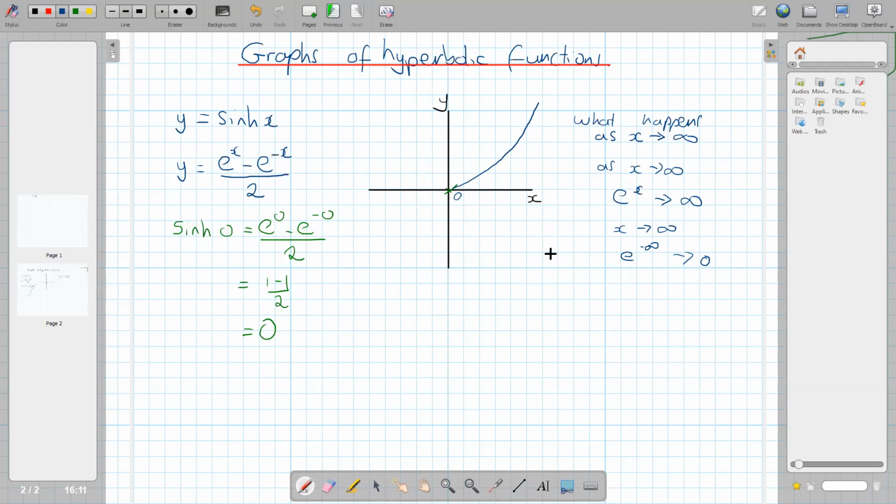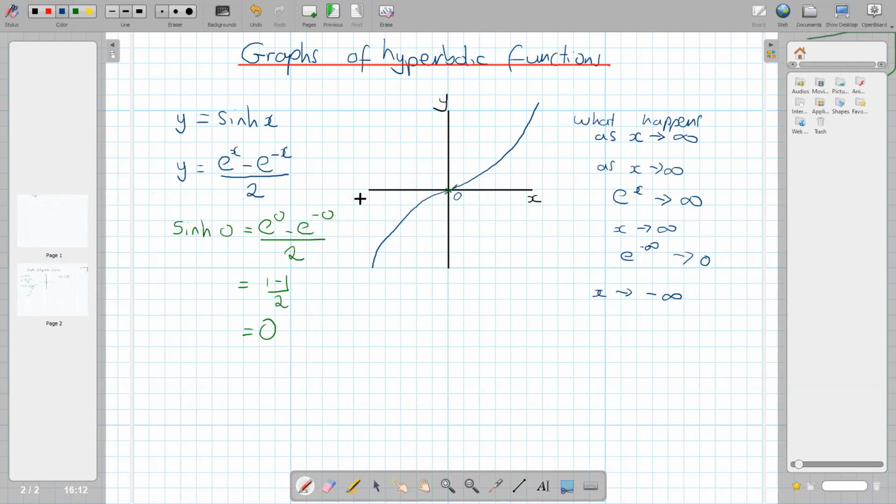What happens when x tends to minus infinity? Well, essentially the same thing is going to happen, but in reverse. E to the minus infinity is going to become 0, minus, and this is going to become a really large number. So to all intents and purposes, this is going to look like minus e to the x. So it's going to come down and curl down like this. So the graph of hyperbolic sine looks a little bit like a cubic.